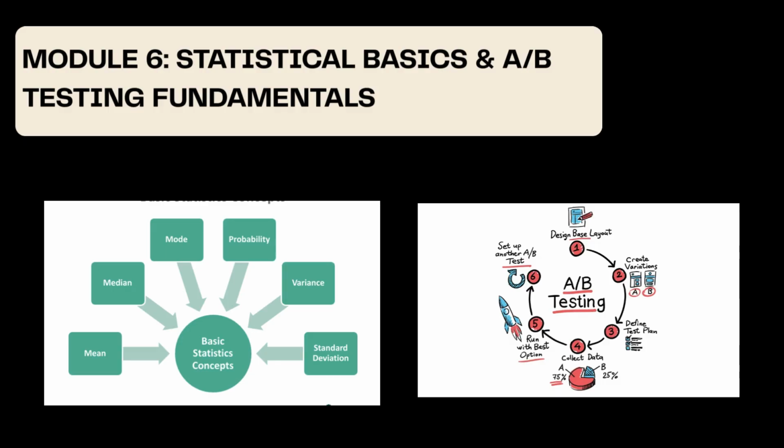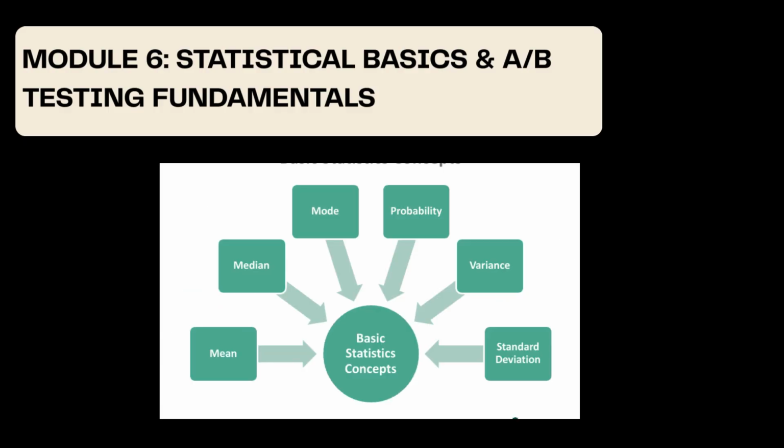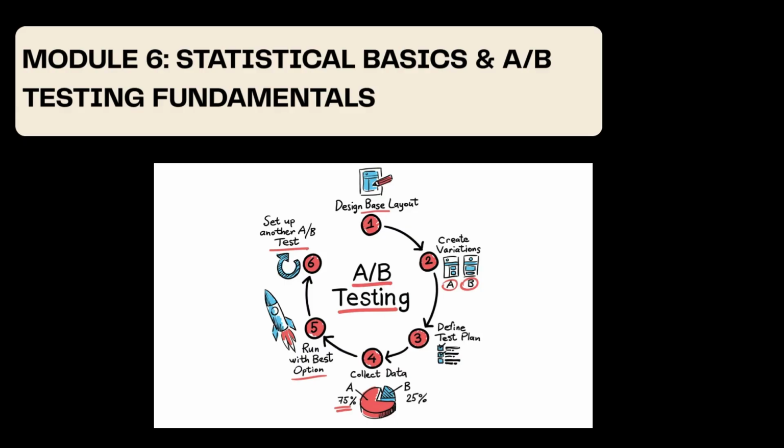Module 6, Statistics Basics and A/B Testing Fundamentals. Module 6 gives you the essential statistics every analyst must know: mean, median, variance, correlation, probability, and distributions. We then introduce A/B testing, designing experiments, calculating significance, understanding p-values, and making data-driven decisions.